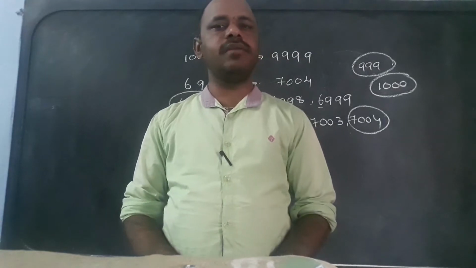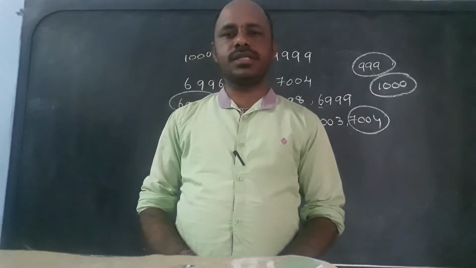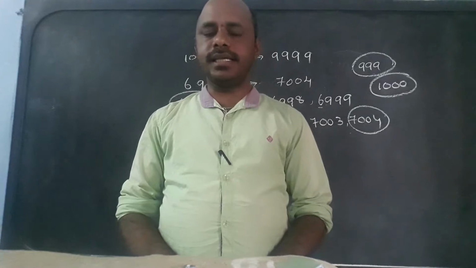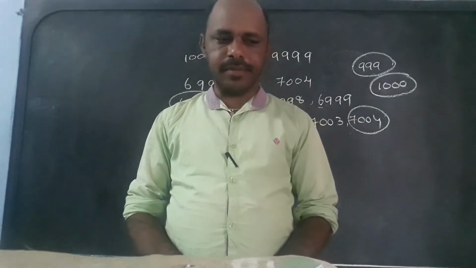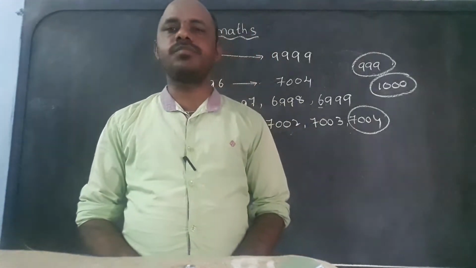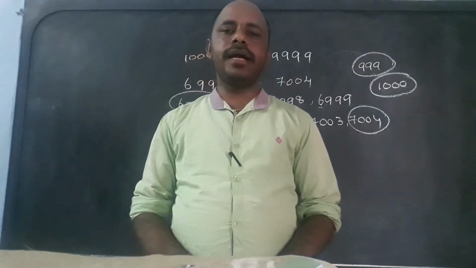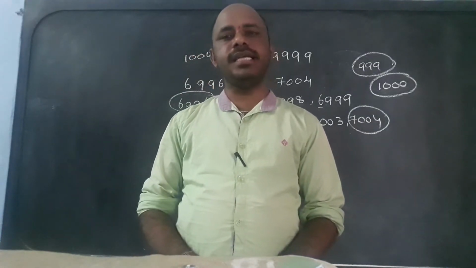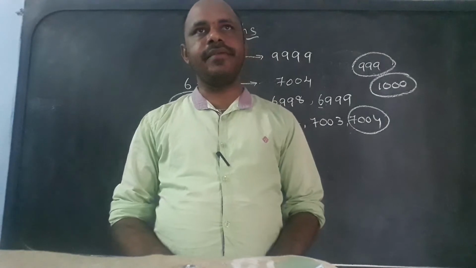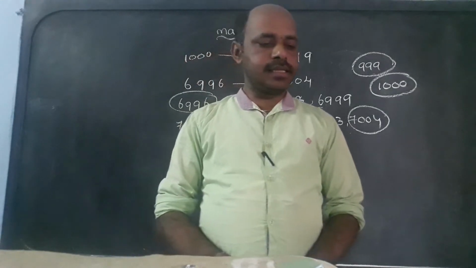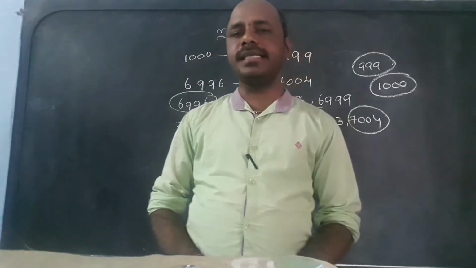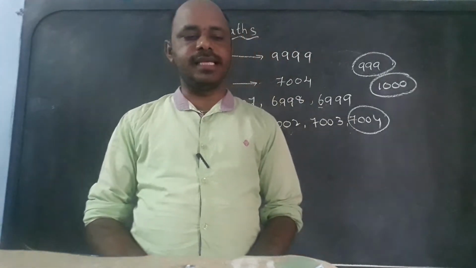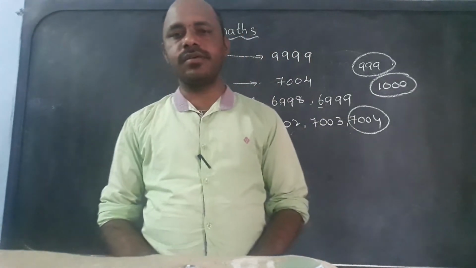Ones has only one digit, tens has the smallest 2-digit number, and hundreds has the smallest 3-digit number. Thousands has the smallest 4-digit number, and 10,000s has the smallest 5-digit number. Lakhs has the smallest 6-digit number, and 10 lakhs has the smallest 7-digit number. See, these are the place values we learned.